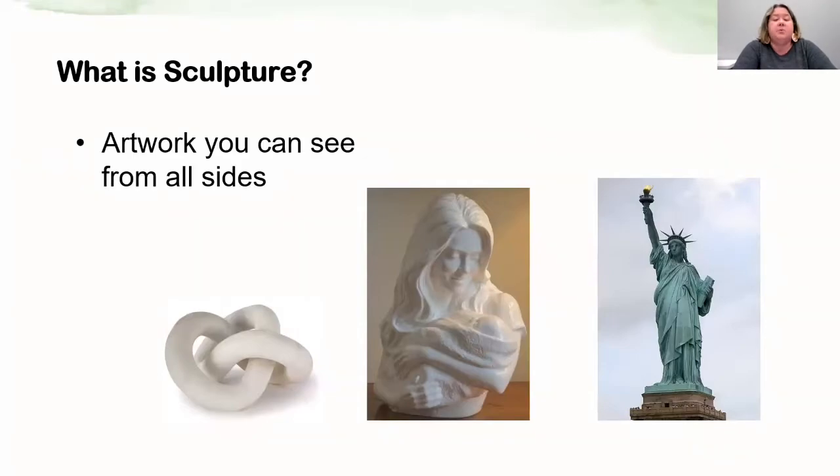Next, we're going to move on to explore the art method of sculpture. What is a sculpture? A sculpture is a piece of art that is three-dimensional, or artwork that you can see from all sides. An example of sculpture is the Statue of Liberty, or any bust sculpture, anything like that.